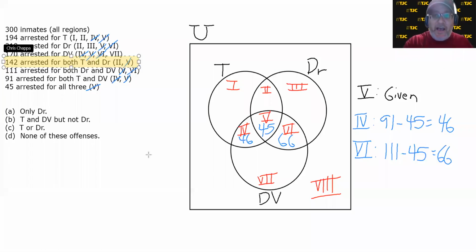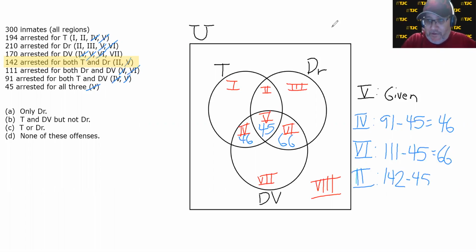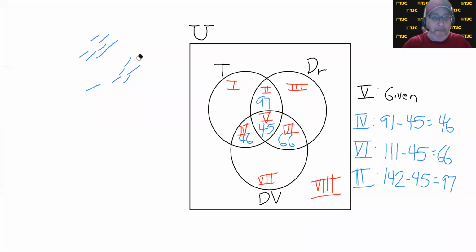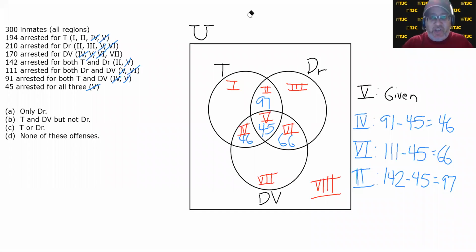We know that 142, we're finding region 2 now. According to the highlighted number in yellow, there's 142 together in regions 2 and 5, but region 5 has 45. So if we subtract those, we get 97. Yes, which means there's 97 in region 2. Okay. Let's cross out everything that has a region 2.